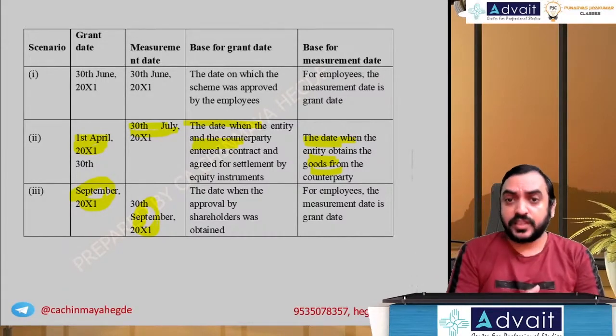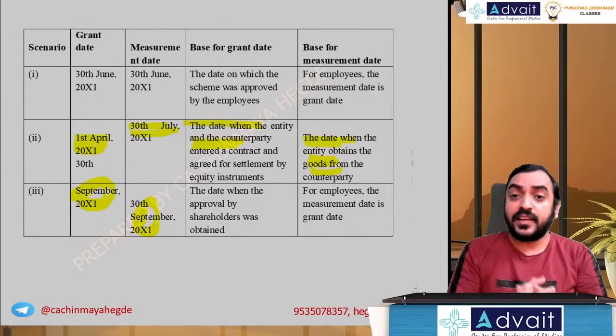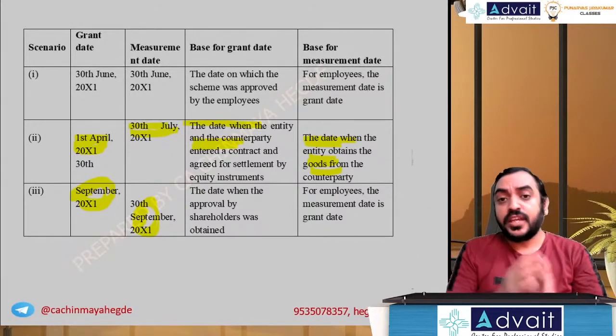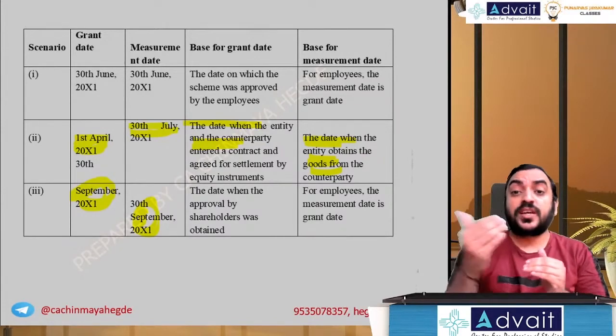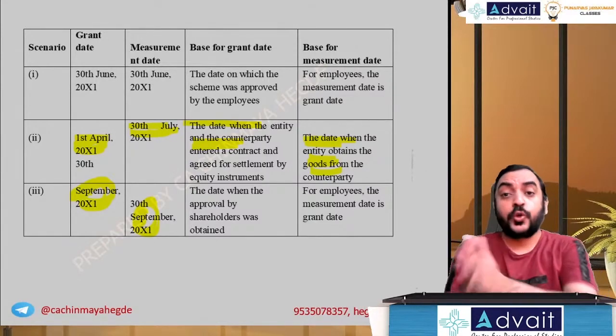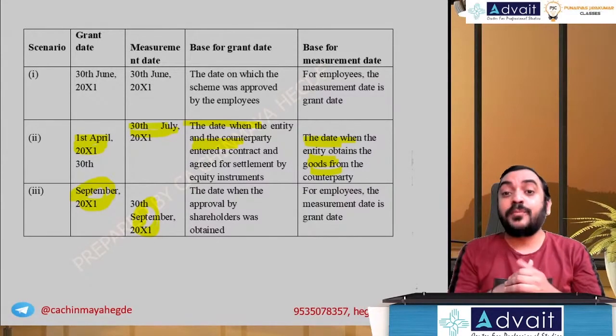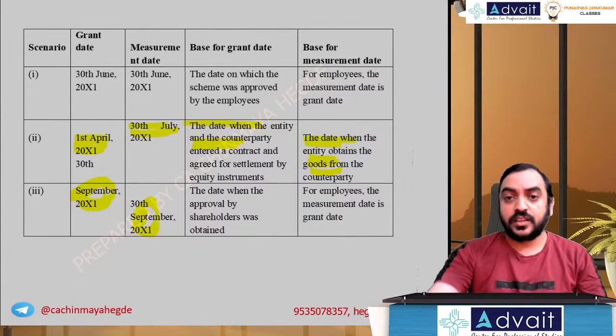For employees, look at the approval date. Approval date is the grant date. Approval date is the measurement date. That is for employees. If it is non-employees, like for providing services, look at the date on which approval took place. Approval is the grant date. And then when the goods are provided or when the services are actually received, on that day, it is going to be the measurement date. So only the measurement date differs for employees versus outsiders. So that's the learning from this problem. Let's move on.